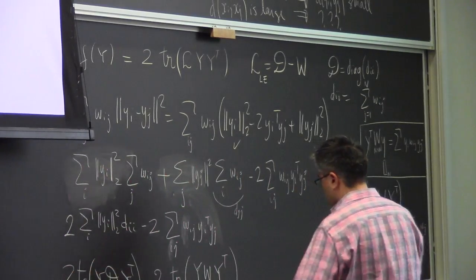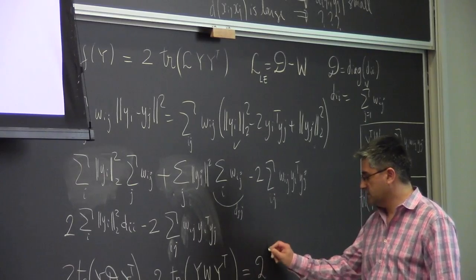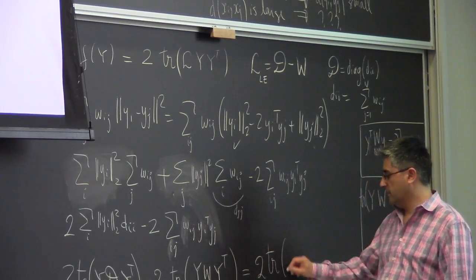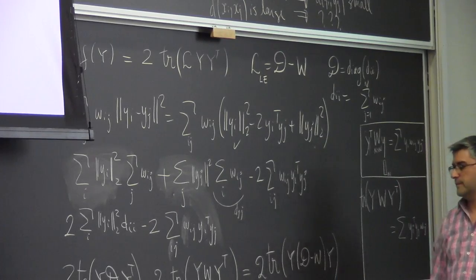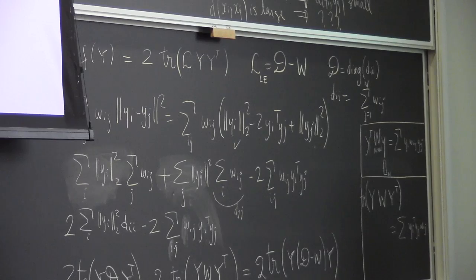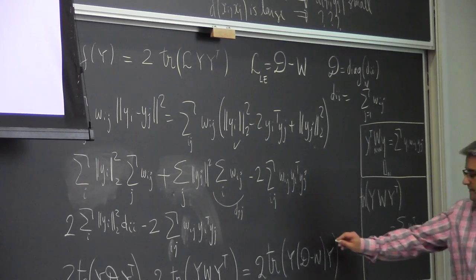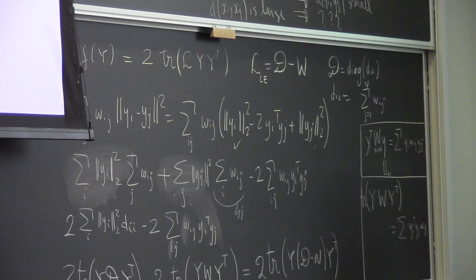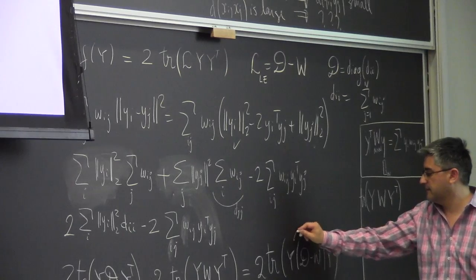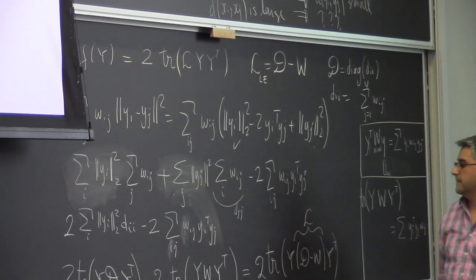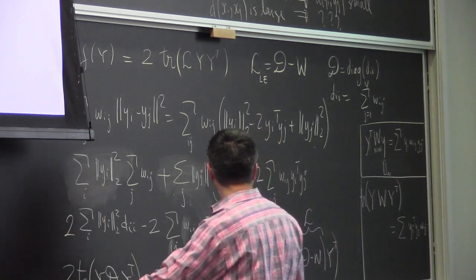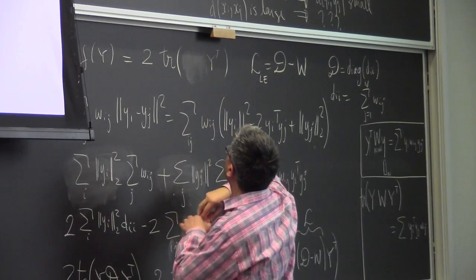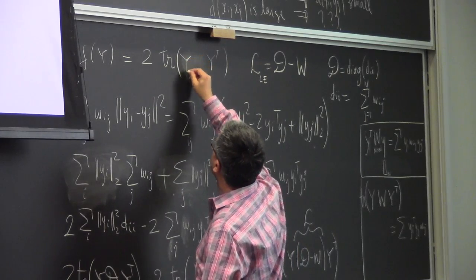So now that I can put these two things together, this is the same thing as 2 times the trace of y, d minus w, y transpose. And that d minus w is my Laplacian. And so going back to my little lemma to see whether I was right or wrong, let me do a permutation here. So this is y there and L in there.